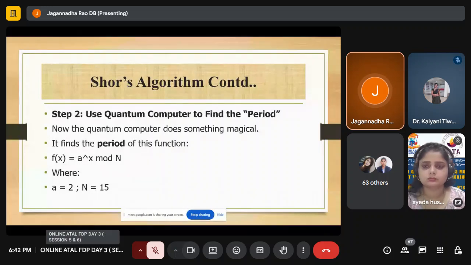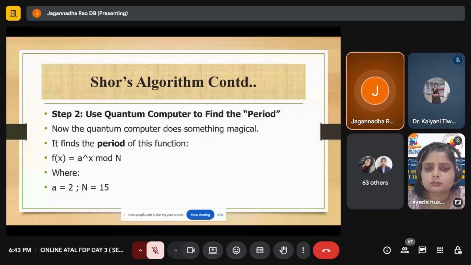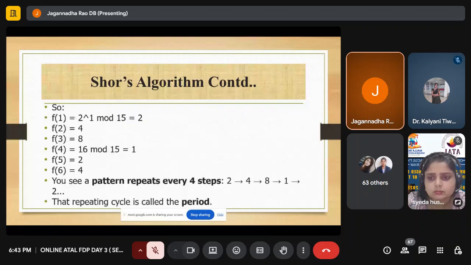What is the period? Now the quantum computer does something magical. It finds the period of the function f of x equal to a power x mod n, where a value is 2 and n value is 15. So you need to calculate f of x equal to a power x mod n. What is x? See here, x starts with 1, 2, 3, 4, 5, 6, and so on, up to n only you can go. So first one is f of 1.